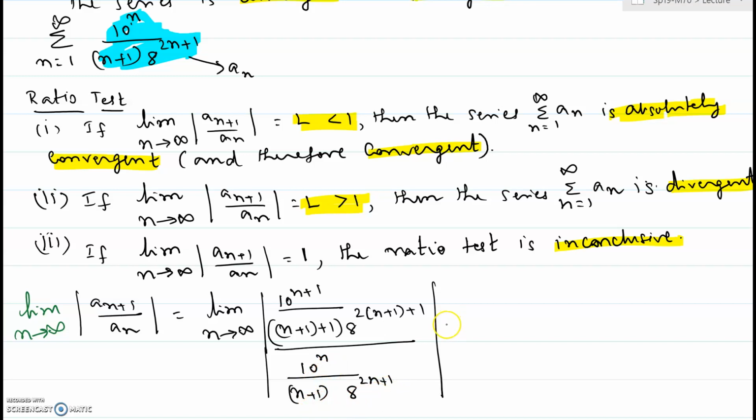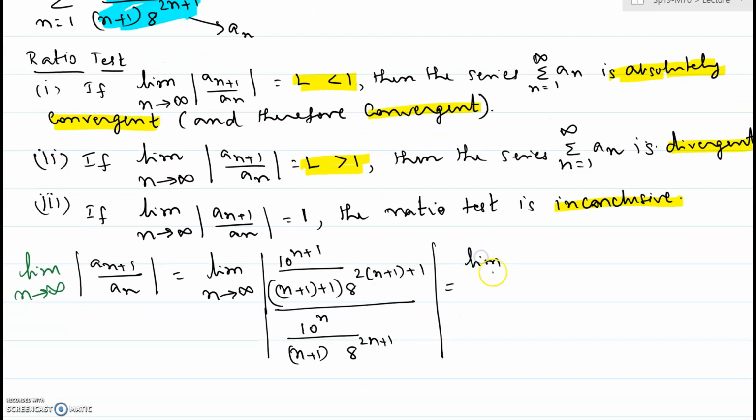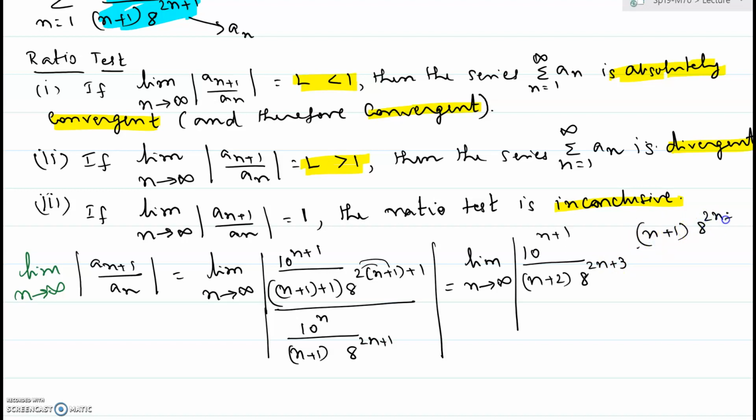Then we are going to simplify this. Here again we are dividing a fraction by a fraction, so the denominator fraction gets flipped and multiplied. So it is 10 to the power n plus 1 divided by n plus 1 plus 1, so that will be n plus 2, 8 to the power 2n plus 2, distribute the 2, plus 1, so it is 2n plus 3. Then we are multiplying, flipping the denominator, so it is (n plus 1) times 8 to the power 2n plus 1 divided by 10 to the power of n.